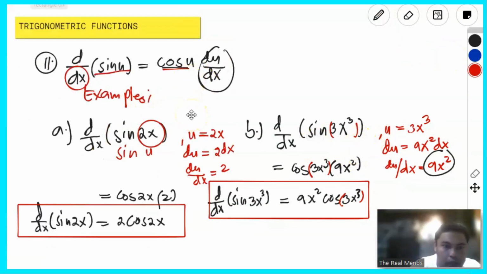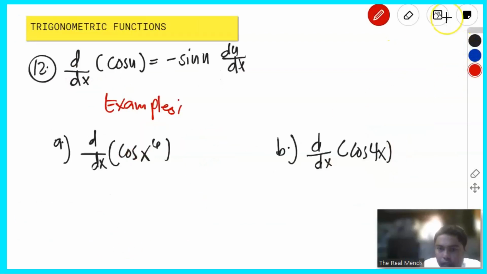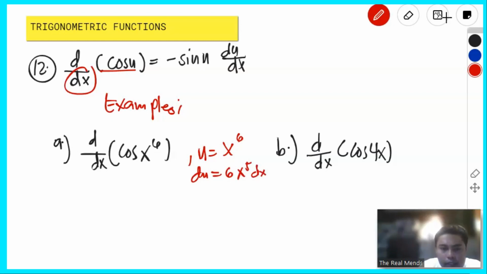Okay, next is the formula if we get the derivative of cosine of u. If we get the derivative of cosine of u with respect to x, that is just negative sine of u, then multiply by du over dx. Okay, we have a problem. Get the derivative of cosine of x raised to 6 with respect to x. From that, our u is x raised to 6. To get the derivative, du equals 6x raised to 5 dx. So du over dx is just 6x raised to 5.